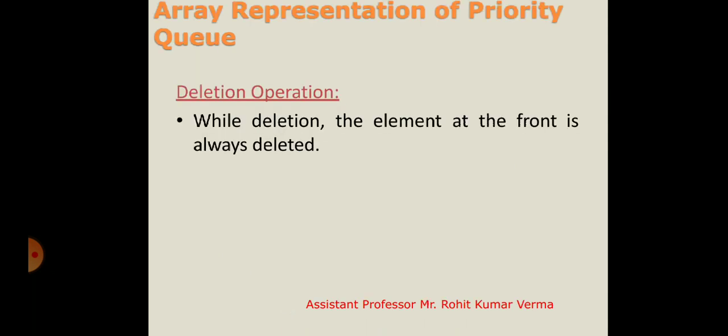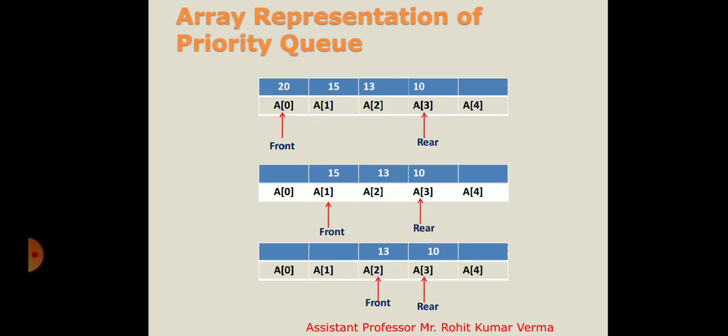Okay, now we have our deletion operation. So dear students, in case of the deletion operation of priority queue, you should always remember the elements are removed at the front. Whenever you are performing deletion, you have to remove the element at the front. So this is our array representation of priority queue.